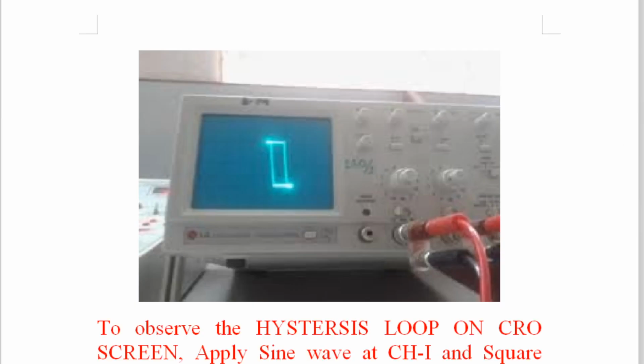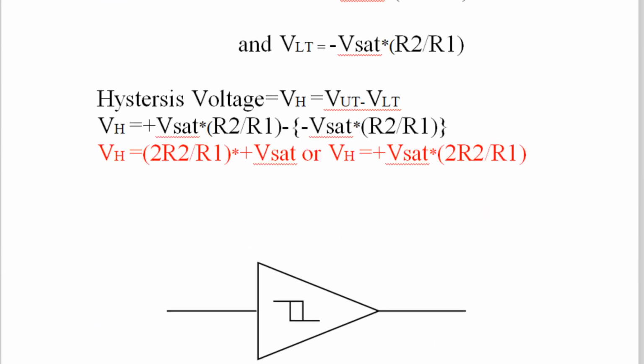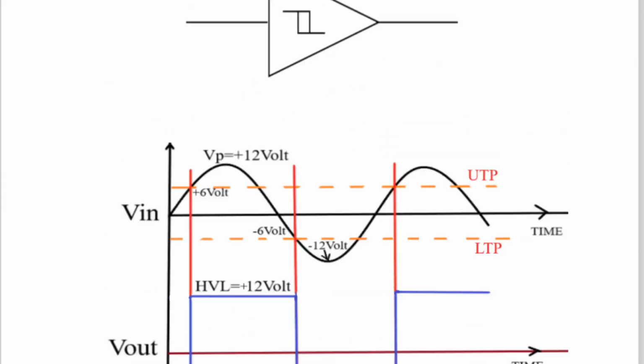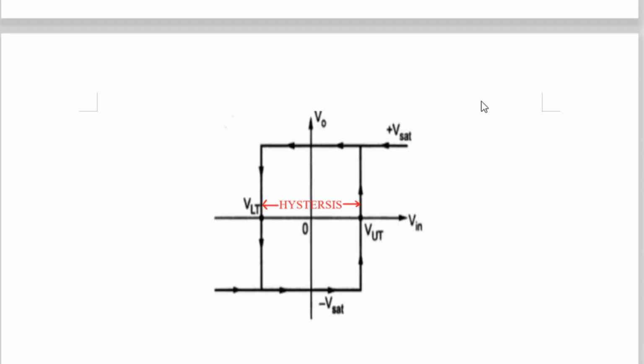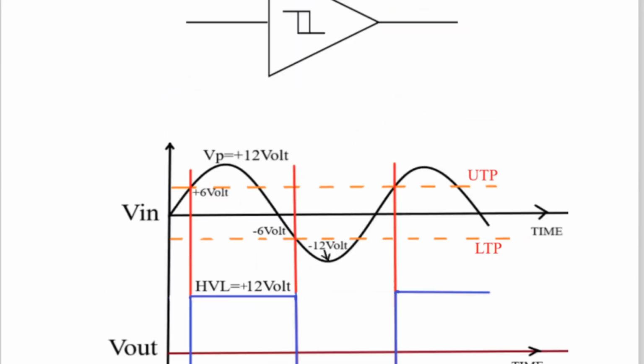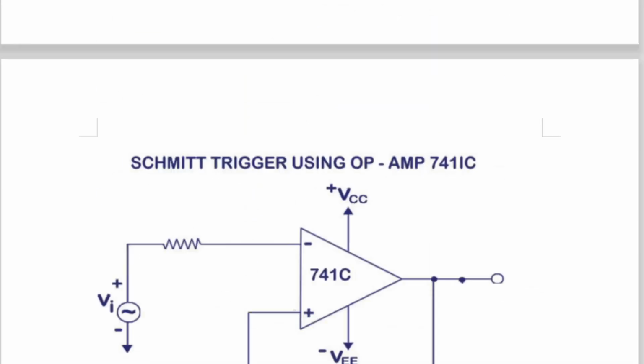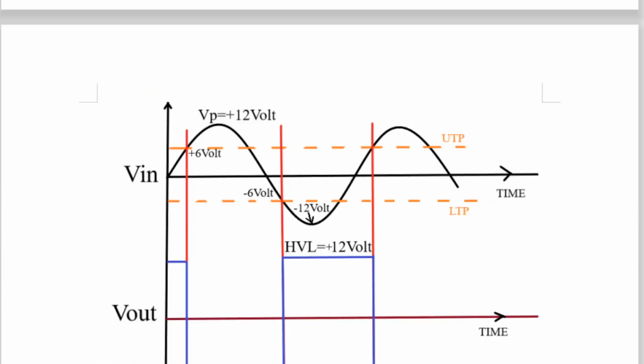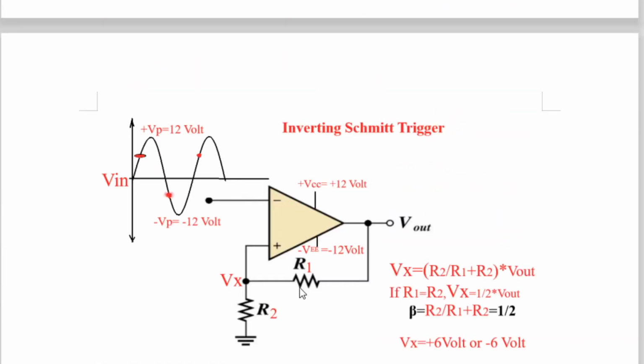So the hysteresis loop on the CRO is somewhat like this. And this is how we represent it in a graph. This is hysteresis. This is not under your control: on the y-axis, the output will be either Vsat plus, that is HVL, or Vsat minus, that is LVL. But the width of the hysteresis is under your control because you have designed the circuit such that R1 and R2 decide this voltage.